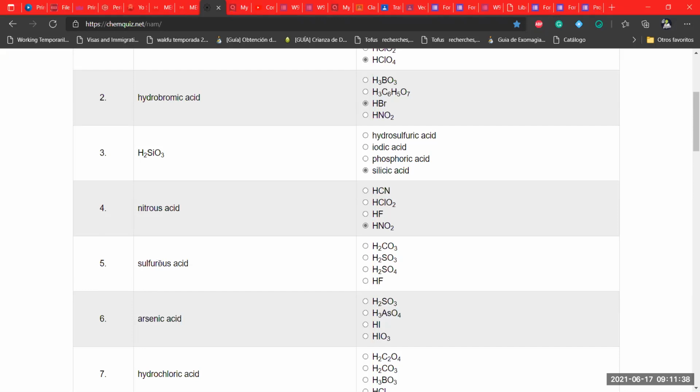Then this last one says sulfurous acid. It ends in ose. Sprite is delicious. So it means that this is the ion sulfite. And the ion sulfite is this one. Because this one is sulfate. Sulfite, sulfate. Remember, Sprite, sulfite. That would be the right way to name it.